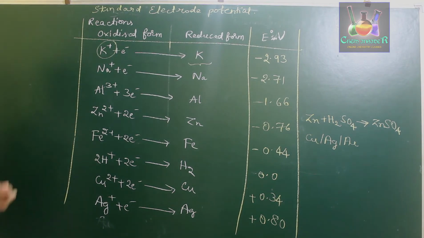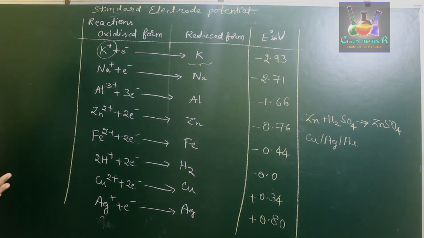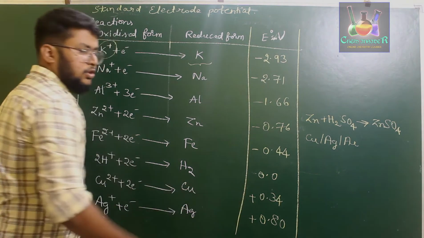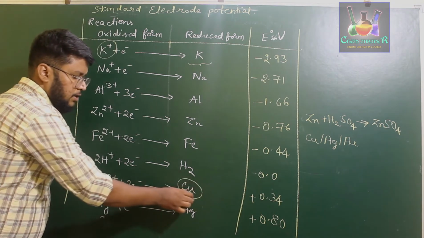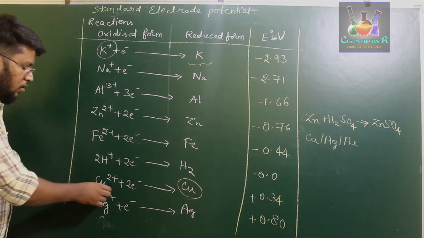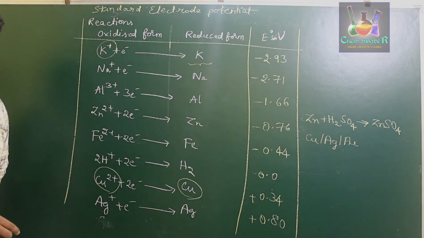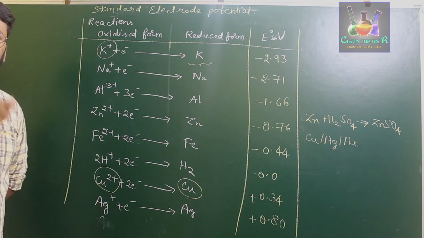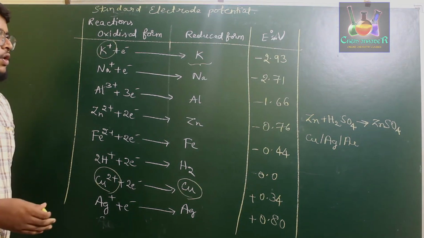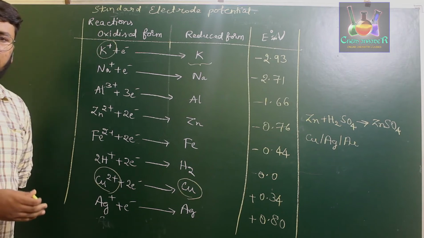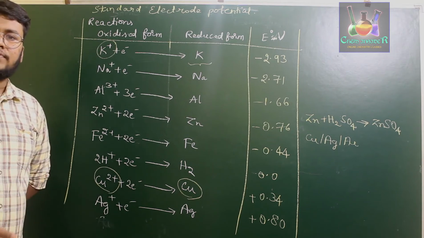That is because they don't have a stable oxidized form. That means if a metal has a positive electrode value, that metal will be stable in the reduced form rather than the oxidized form. So the positive value of electrode potential indicates that the particular metal is stable in reduced form. A negative value indicates that the particular element is stable in oxidized form.